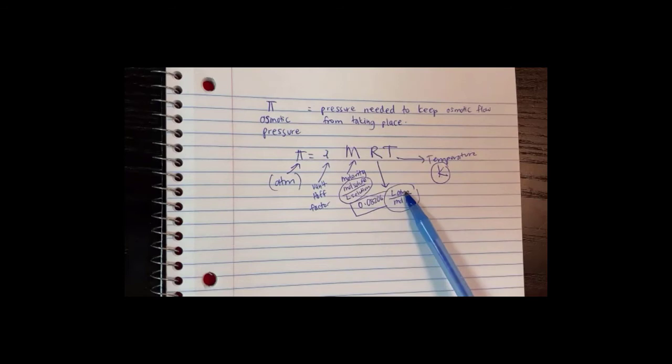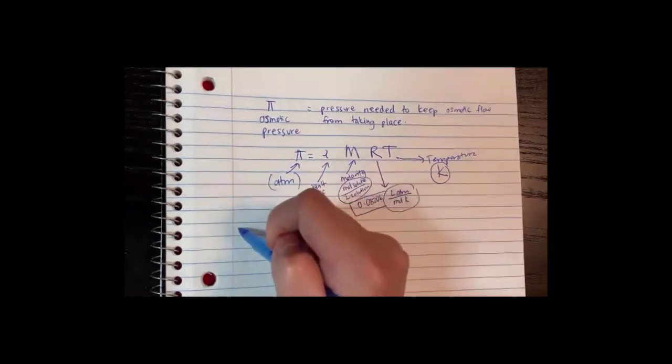So you have this ATM, and then molarity here, moles per liter. Temperature must be in Kelvin. The question will give it to you in Celsius maybe, or Fahrenheit, usually Celsius, or sometimes in Kelvin, but always use Kelvin in your calculation. And then i here is your van't Hoff factor, okay?